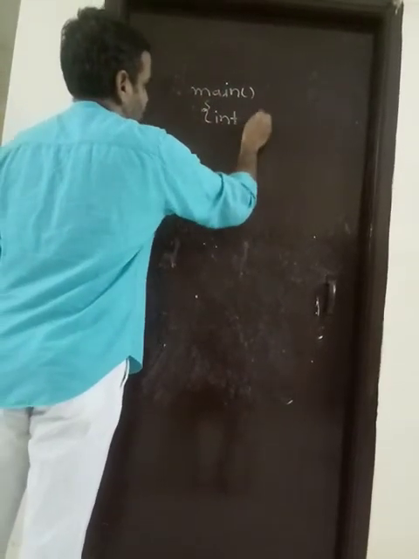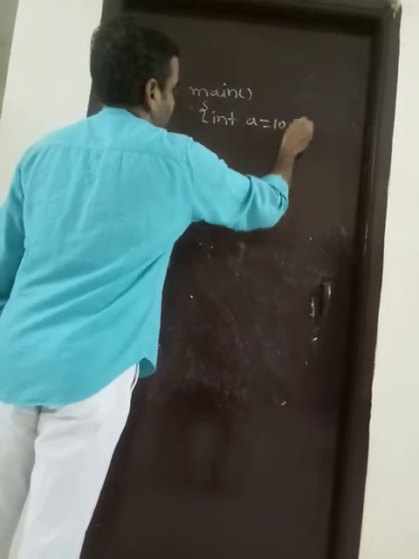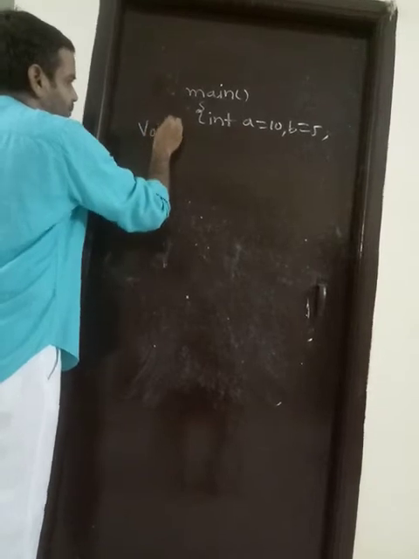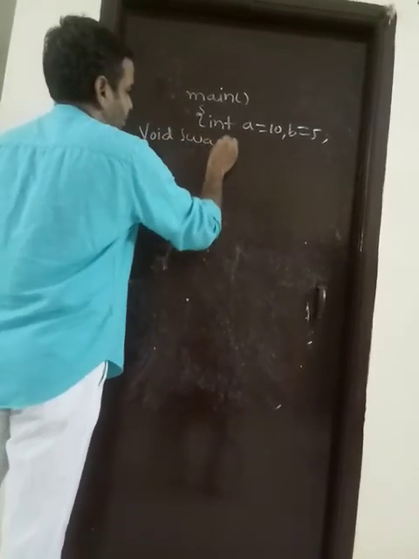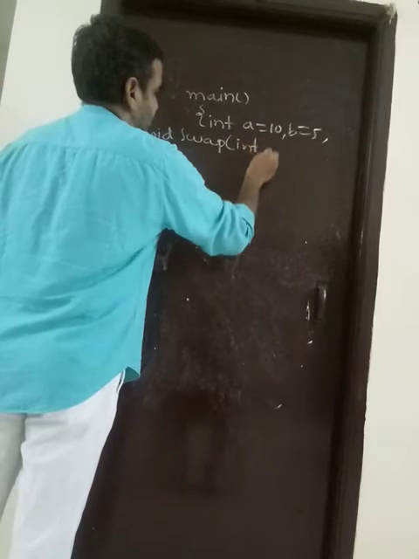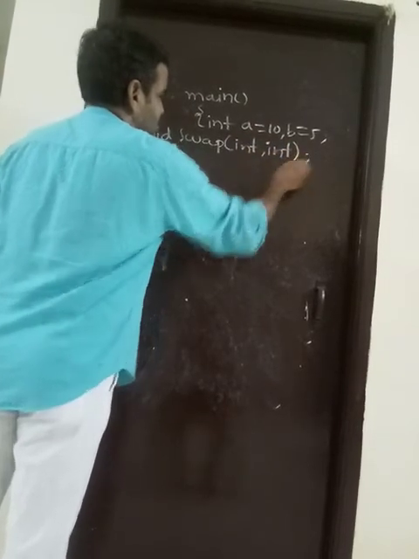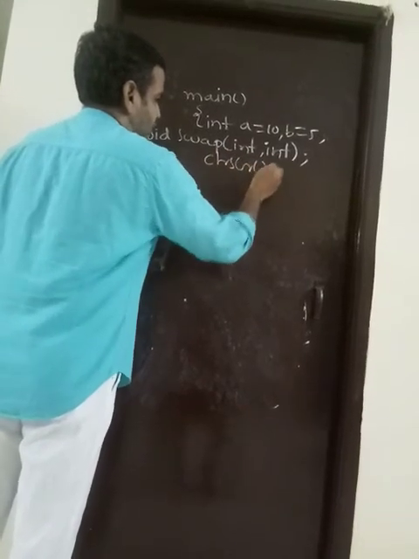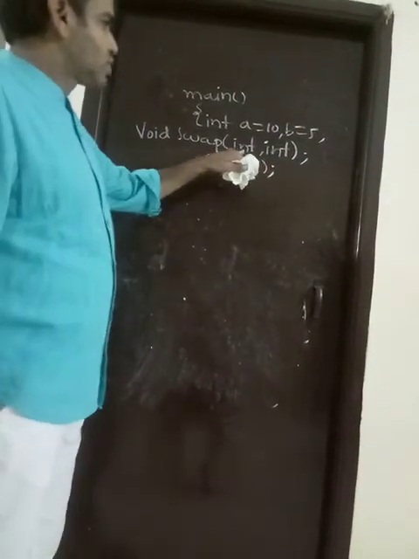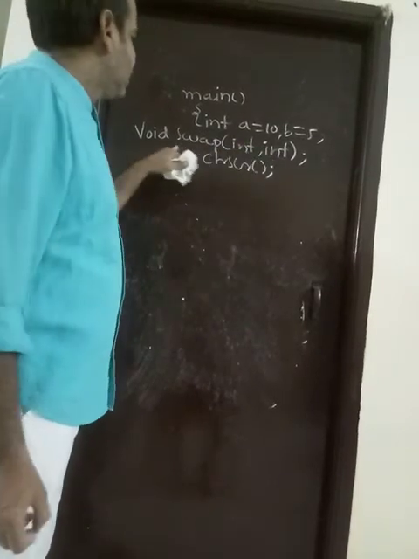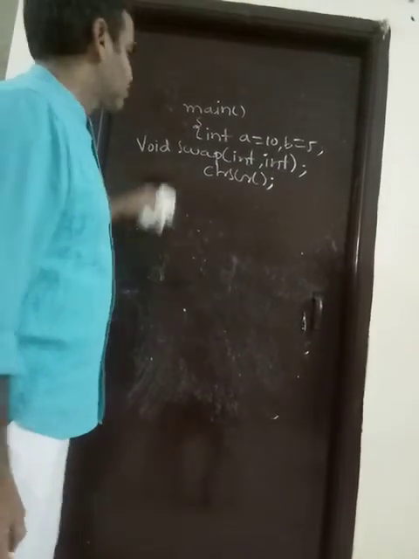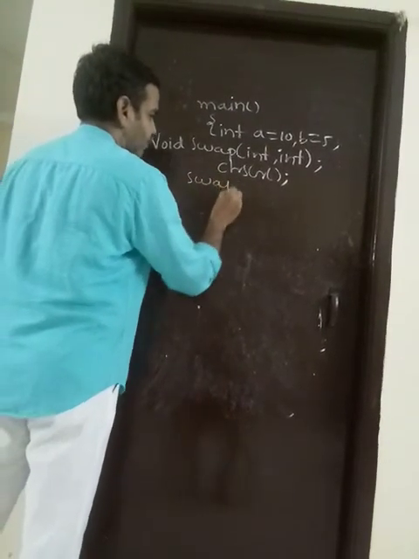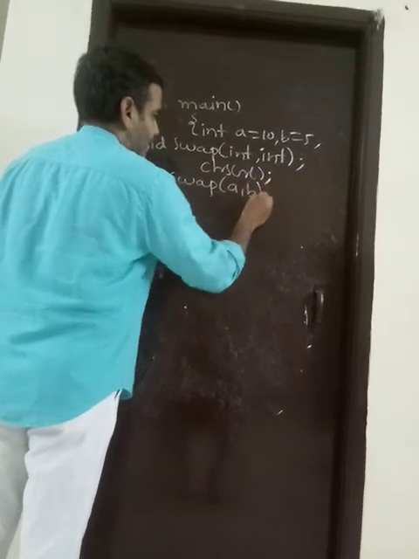Integer a is equal to 10, b is equal to 5. So I am specifying the function prototype void swap of integer comma integer. What is the meaning of this? This is the prototype, I am declaring it in the declaration part. Swap is one of the user defined functions which receives input as integer comma integer and does not return any value because it is a void function. Then I am passing swap of a comma b, then getch.